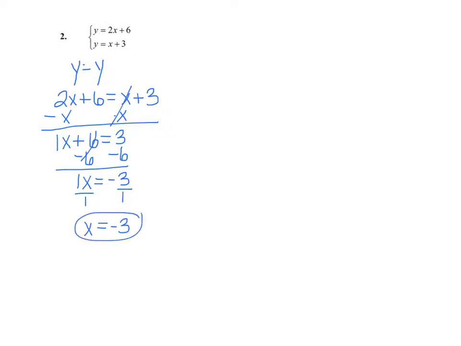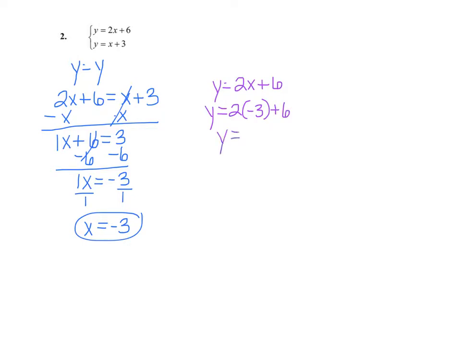So we found our x value, which is equal to negative 3. We just solved for x. X is equal to negative 3. And now we want to substitute our x value into one of the two equations to find the y. I'm going to substitute it in my first equation. So you have y equals 2x plus 6. We just solved for x. X equals negative 3, so you're going to plug it in for your x value. So 2 times negative 3 plus 6.